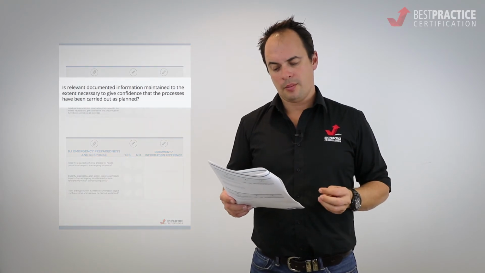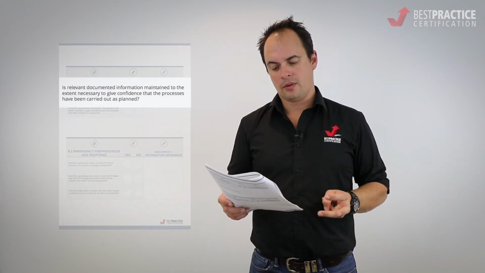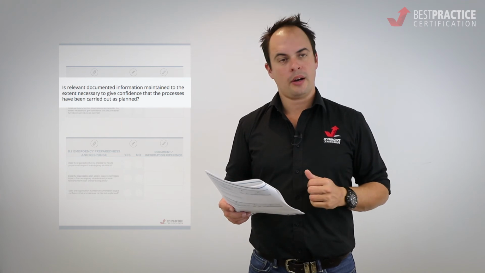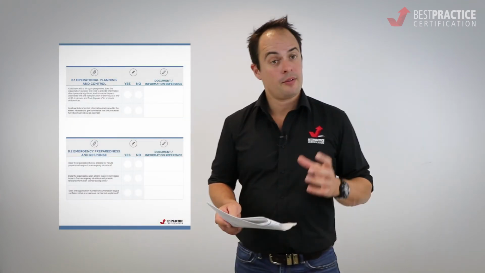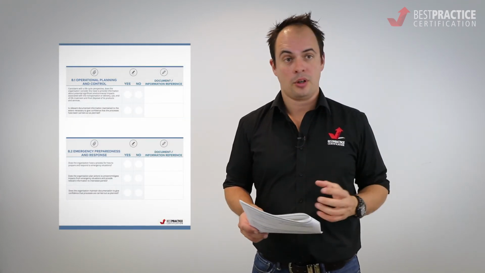So consistent with life cycle analysis, it is important to talk about those things, to understand those things and work out how you can improve. But more importantly, as your product or service passes over to your customer, do they have any environmental obligations associated with that? Is relevant documented information maintained to the extent necessary to give confidence that the processes have been carried out as planned? And that's important to have those performance over time graphs, have that monitoring, have that measurement, and have those documents that go backwards and forwards in that relationship.